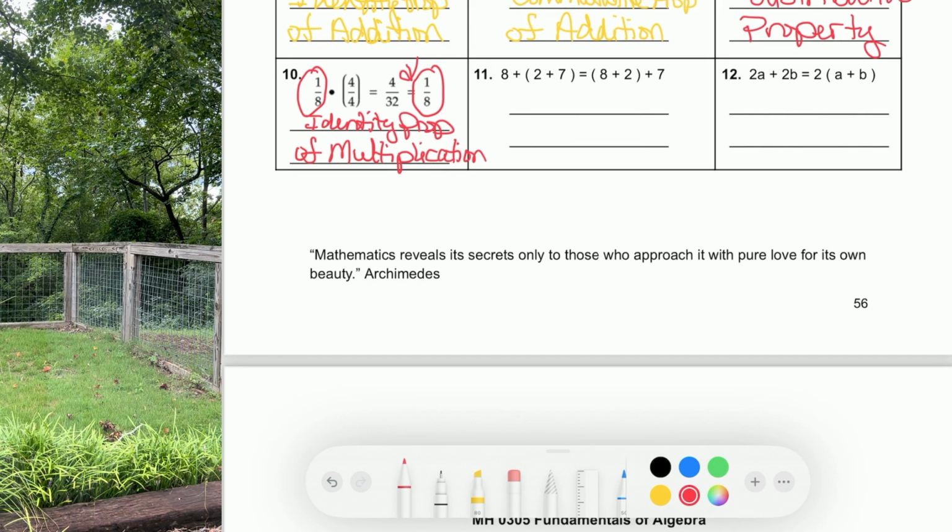Do we have a change of order? 8, 2, 7. 8, 2, 7. No. So the order didn't change. It was who became roommates that changed. So that's going to be the associative property of addition.